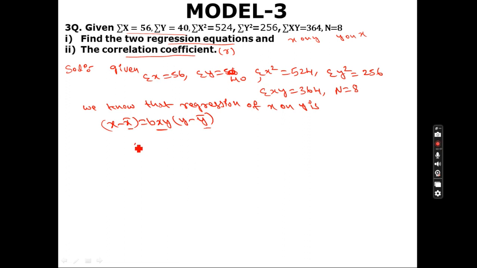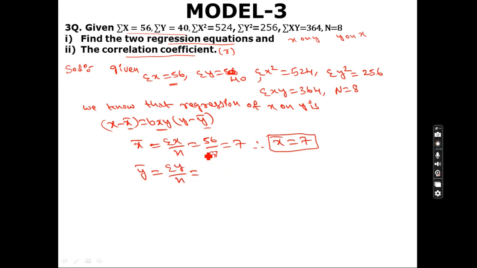How to calculate x bar? You know the formula: x bar is equal to summation x by n. In the given problem, summation x total is 56 and the total number of observations is 8. Once you divide, 8 sevens are 56, therefore x bar is equal to 7. Similarly you calculate the y bar value, summation y by n. This is the formula, and in the exam you need to write everything line by line. Here the space is not sufficient, so I am writing it in one line. Summation y is 40 and n is 8, so it becomes 5. So y bar is equal to 5. Now you know the x bar value and the y bar value.